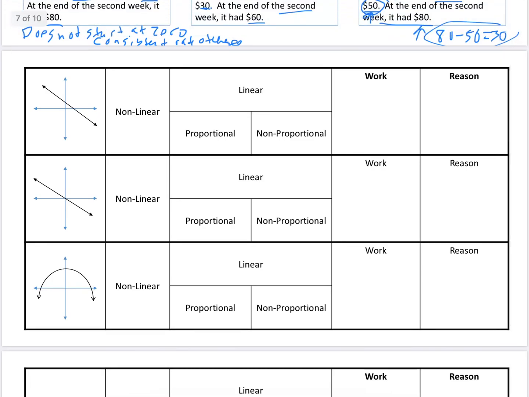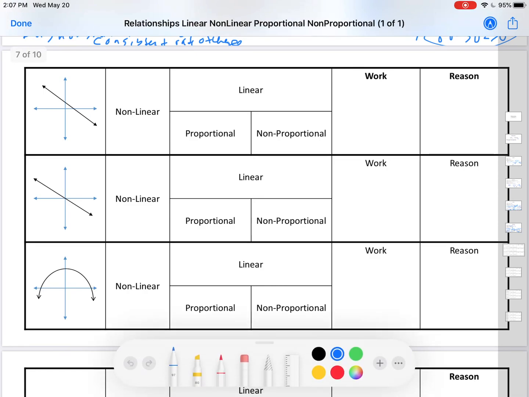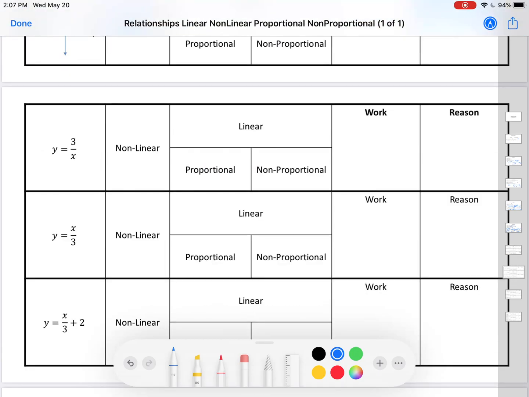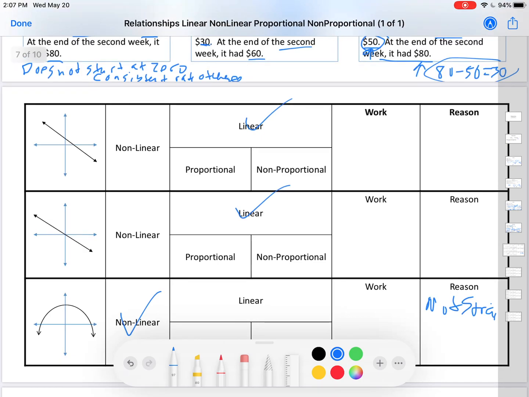All right. These are graphs. So, first of all, which ones are straight? This is straight, so it's linear. This is straight, so it's linear. This is curved, so it's nonlinear. This one will give a reason. There's no work that you need to show. It's obvious. The reason is not straight. Oh, I tipped the wrong button. There I am. Or curvy.